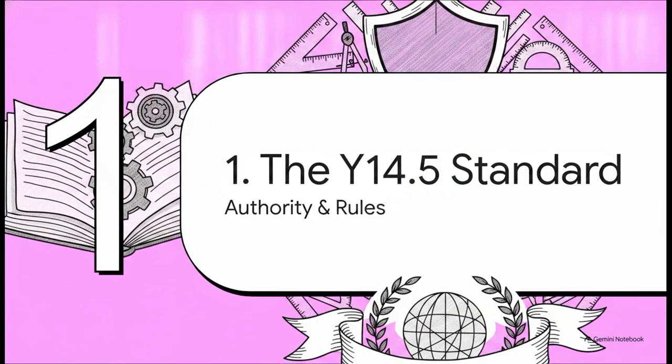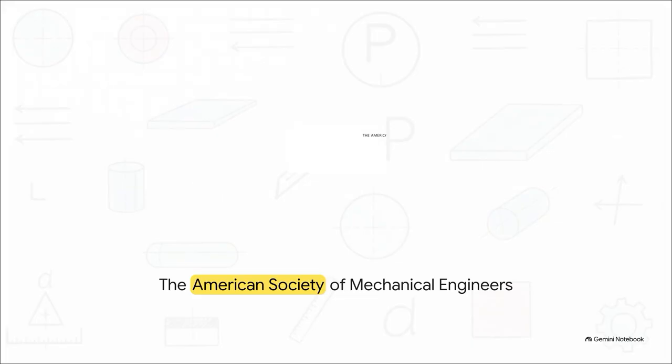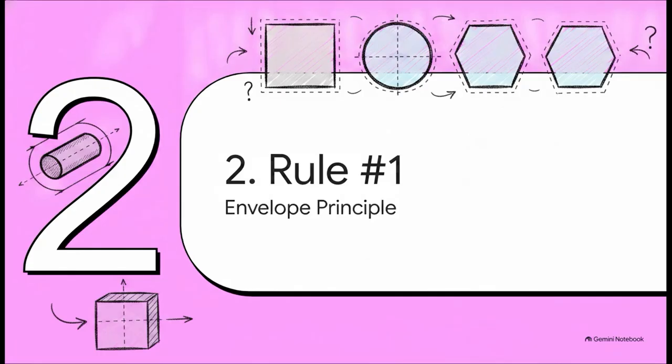Section 1, the Y14.5 standard. Now, ASME Y14.5 is an internationally recognized standard. Governed by the American Society of Mechanical Engineers, this is quite literally the law of dimensioning and tolerancing, and we'll be focusing specifically on the 2018 revision today. This standard establishes the exact symbols, definitions, and rules for stating requirements on engineering drawings and digital data files. It leaves absolutely zero room for guesswork. When a drawing references the standard, it is legally binding the manufacturer to these exact, unyielding definitions. Moving right along to Section 2, Rule number 1, the envelope principle.